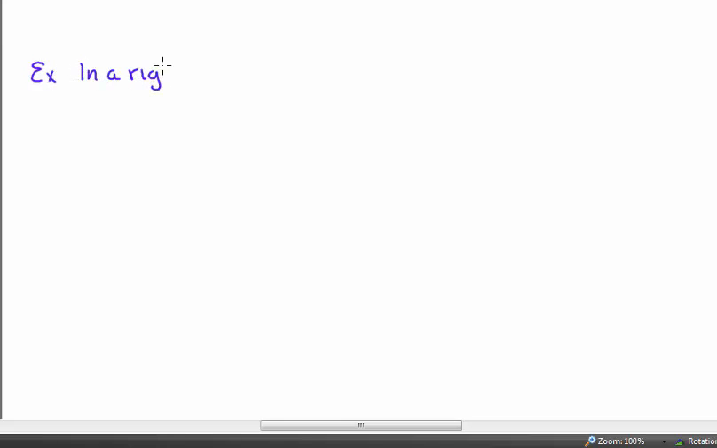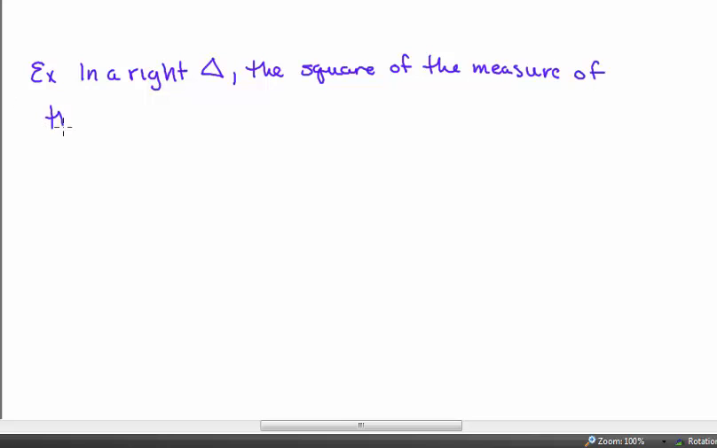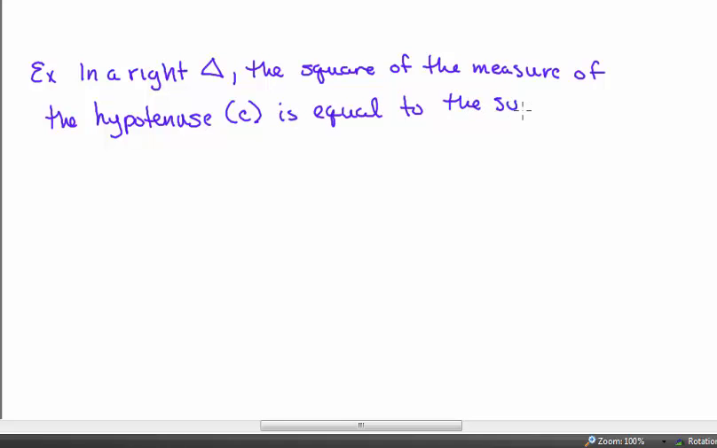In a right triangle, the square of the measure of the hypotenuse is equal to the sum of the squares of the measures of the legs.